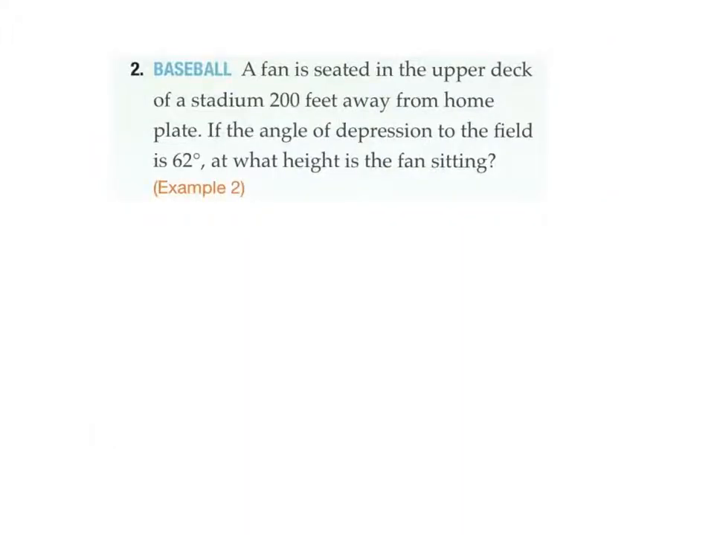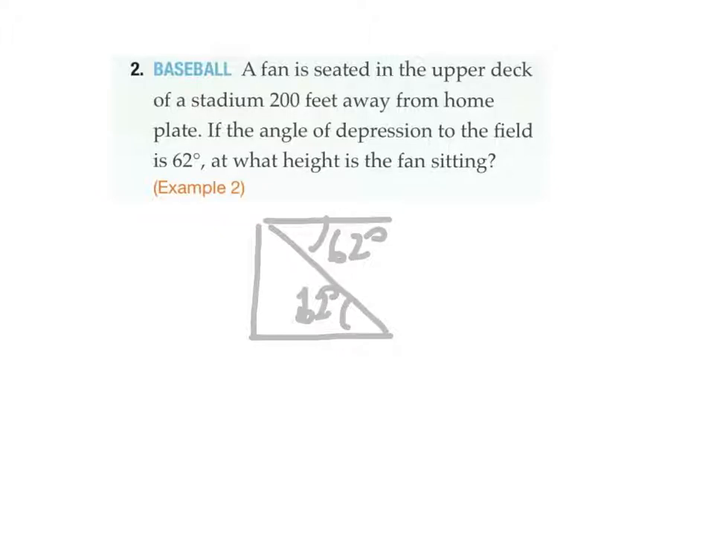So question 2, example 2. Read the question. A fan is seated in the upper deck of a stadium 200 feet away from the home plate. If the angle of depression to the field is 62, what is the height the fan is sitting? Well, the best thing to do, just draw a triangle. Okay, angle of depression is 62 degrees. So that gives you an angle of elevation of 62 degrees. Okay, and it's 200 feet away, and what you've got to find is whatever x is.